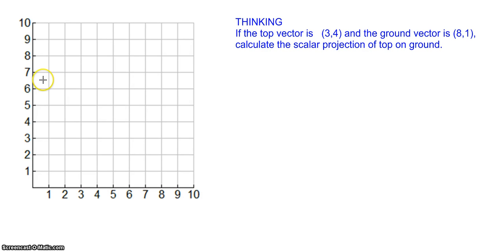So continuing on the previous question in regards to having two vectors, one of which is (3, 4). So I'm going to draw the vector (3, 4): 3 to the right, and 4 up. So that's my first vector. Let's call that vector A.